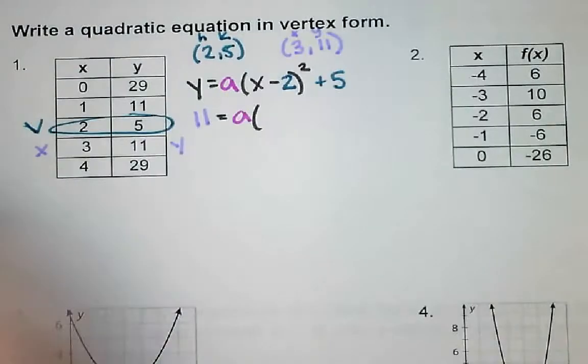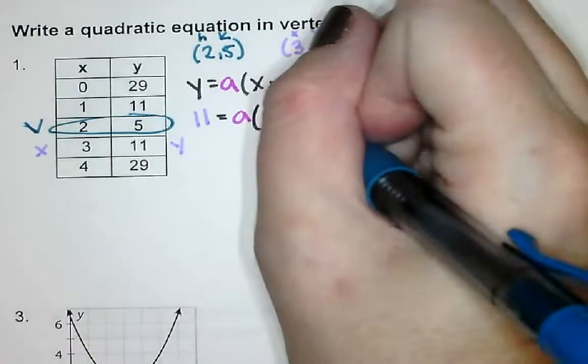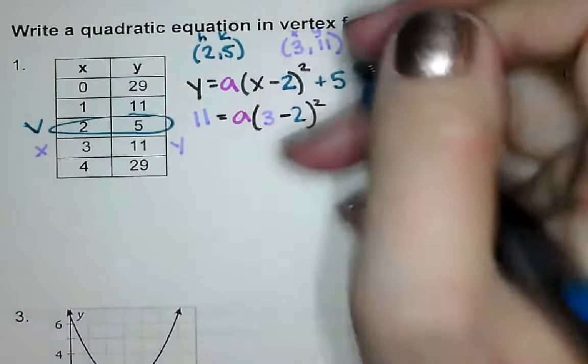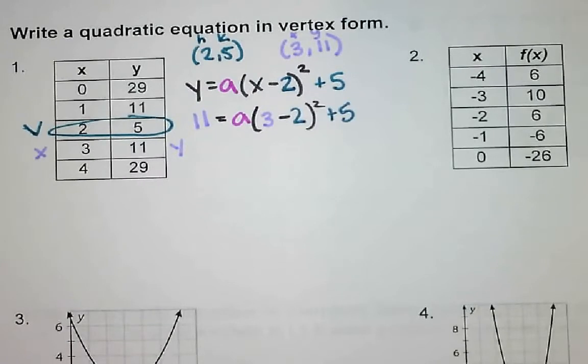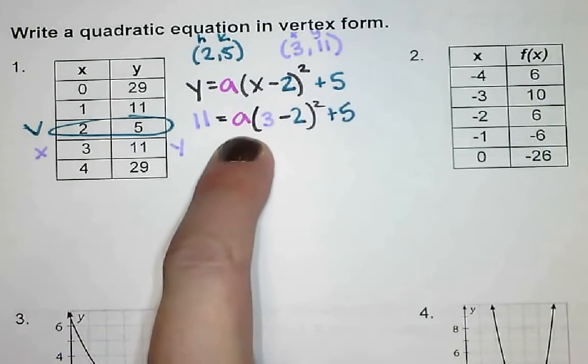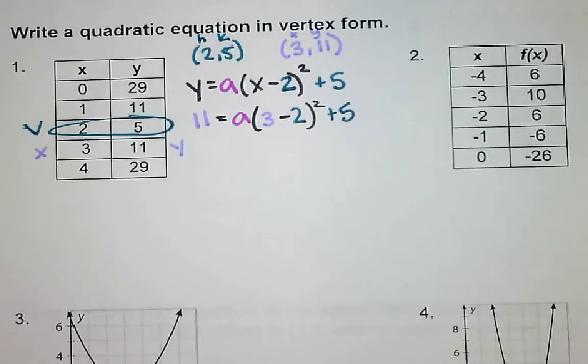And my x value is 3. And we still have minus 2 squared plus 5. All right, so what I've done is I've plugged in my h, I've plugged in my k, I've plugged in my x, and I've plugged in my y. So there's only one variable remaining. What's the variable that remains? Our a. So now we can solve this for a.